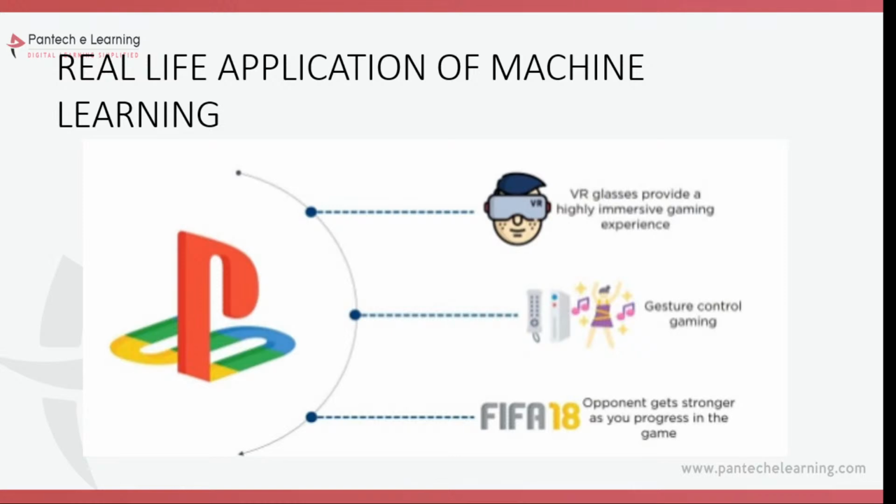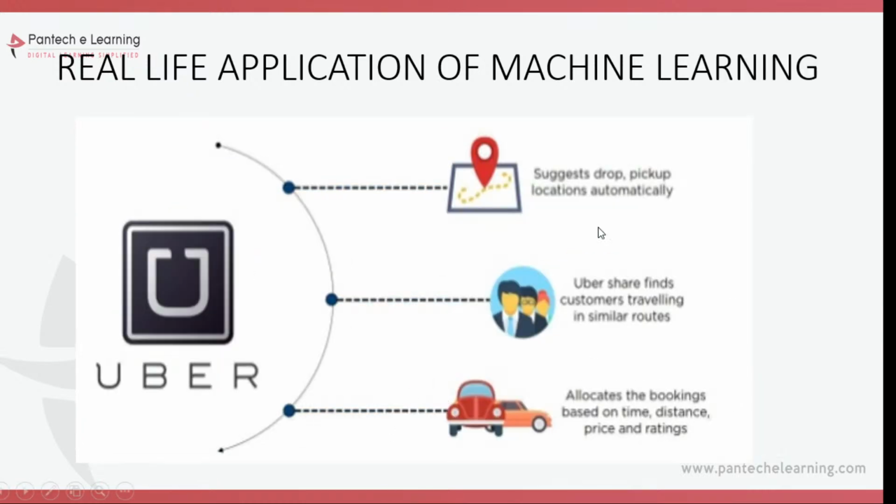Suppose we play games online, right? Suppose we consider something like chess. Do you people play chess? Yes, even I play chess. When we play chess, if we are playing in a smarter way, what will the opponent do? That's a computer. It will play even smarter than us, right? So it is getting stronger as per our movements, right? That is also an application of machine learning.